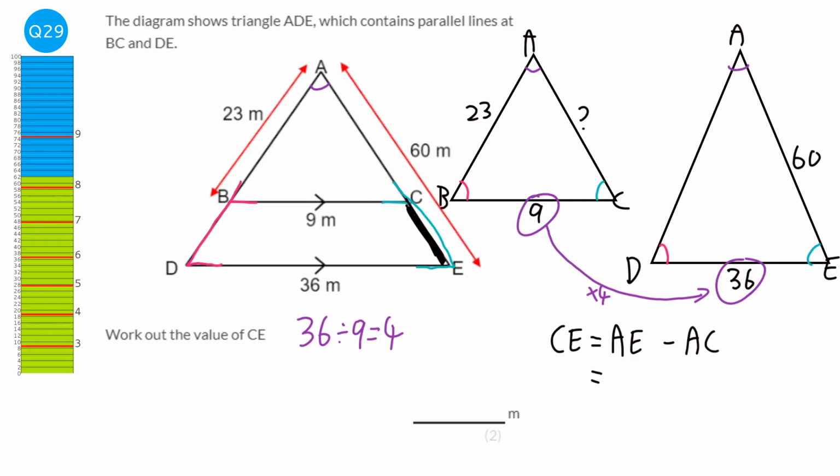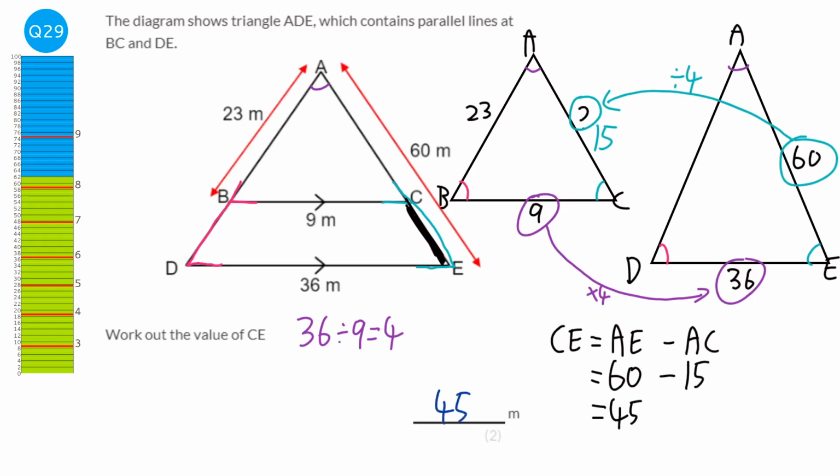But here we have the one, we need to find out what this one is. So one corresponding is this one. We're going from the big to the small. And so to work out from the big to the small, we've got to divide it by the scale factor. So divide it by 4. So 60 divided by 4 is 15. So we know what this one is. So AC is 15. And so we're going to do AE, which is 60, take away the 15. And that will tell us what CE is, which is 45. So our answer is 45.